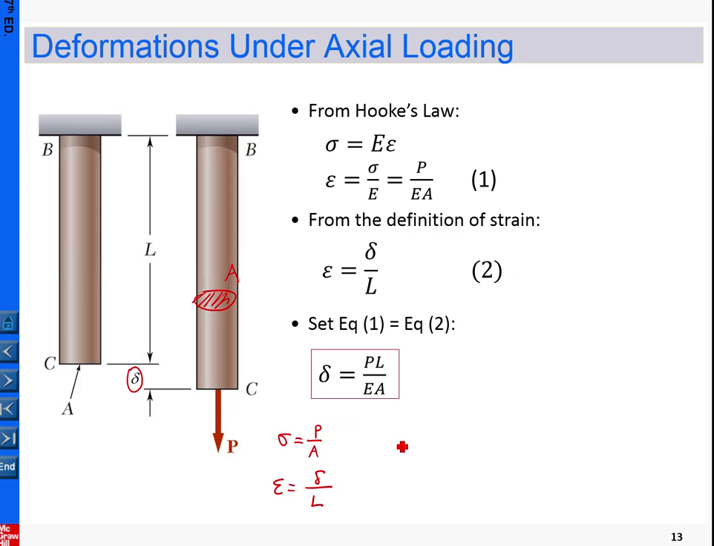Okay, and also we know Hooke's law, the one-dimensional Hooke's law, is related by this. So put everything together: P over A equal to E times delta over L. So moving the E and L to the other side, we obtain delta equal to PL over EA. So that is this equation. We're going to exercise to calculate the deformation.